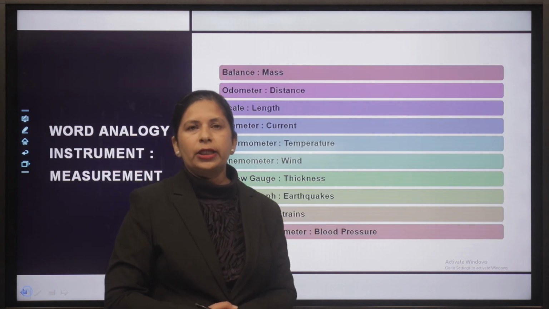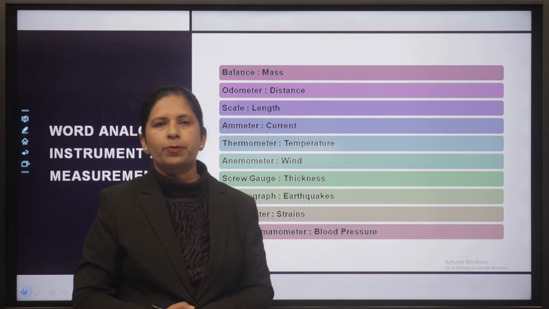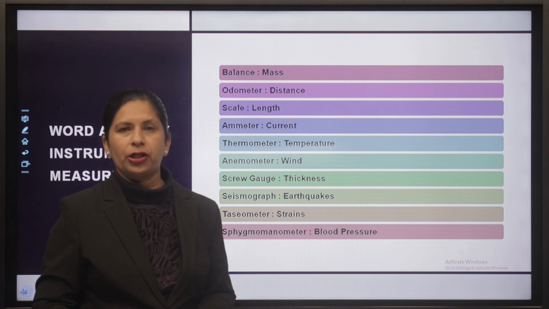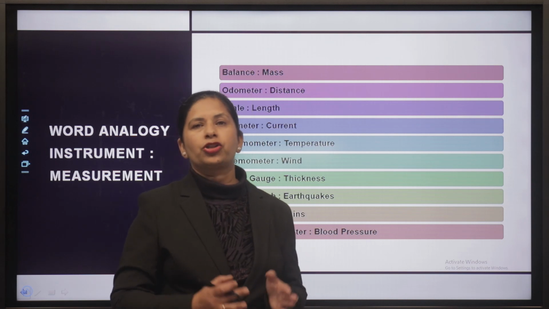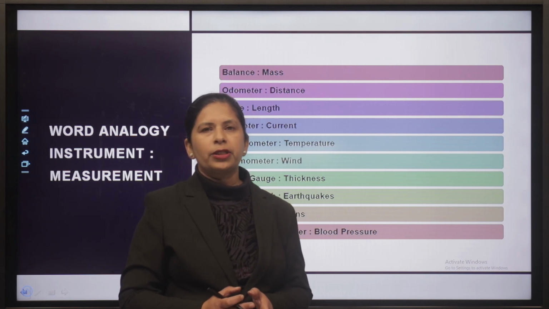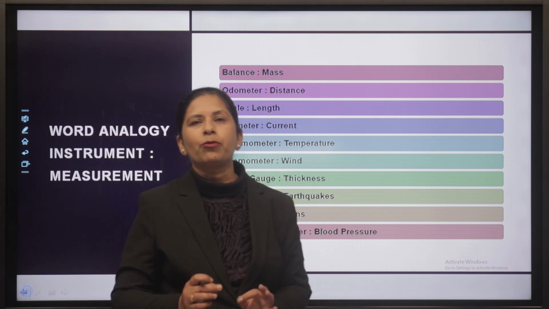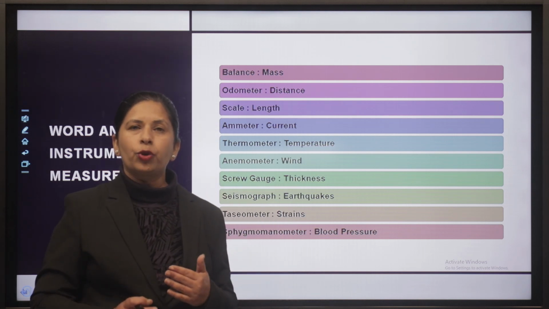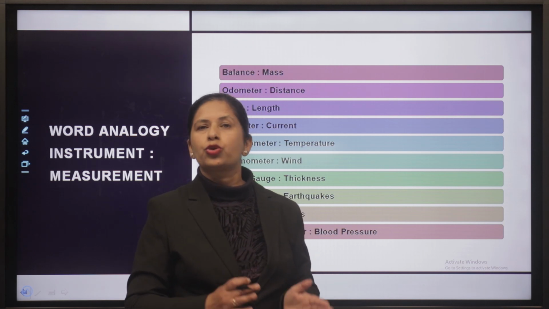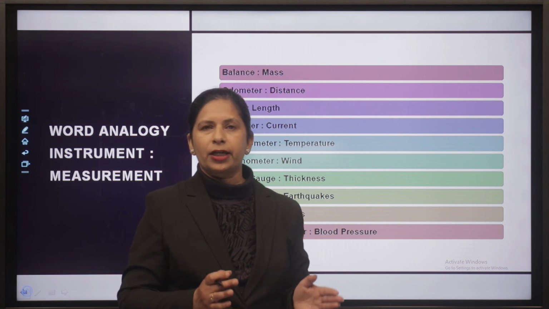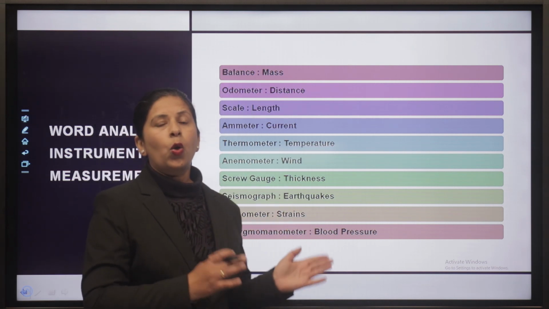So one more thing that we have to remember in word analogy is that we can get a lot of questions based on instruments and their measurement. So we have to remember which particular instrument is used to measure what. So for example, in your option, they will tell you balance is to mass, and they will ask you that anemometer is to what. So you have to learn all the scientific instruments and what these instruments are used to measure. A few of the options are given here, that is mass, balance, distance, odometer.